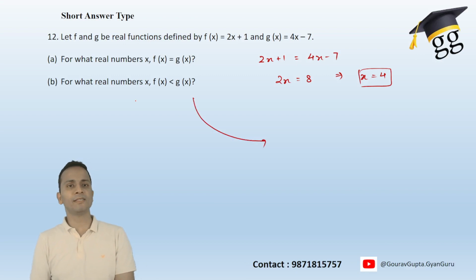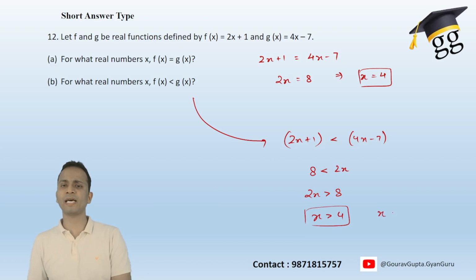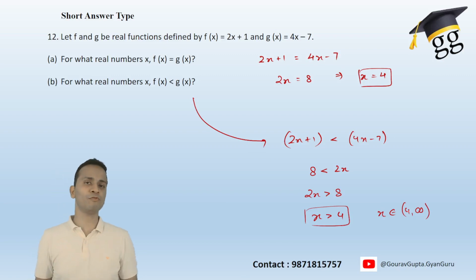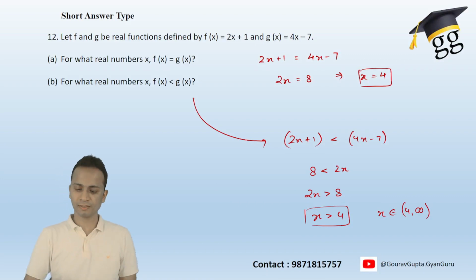Now for the second part, fx is less than gx. So 2x plus 1 is less than 4x minus 7. So take all the variables on one side. So we will take 2x to the right hand side and minus 7 to the left hand side. So 8 is less than 2x, or I can say that 2x is greater than 8, or x is greater than 4. Alright, so x is greater than 4, or you can write it as x belongs to 4 comma infinity, where there will be an open interval on 4 because 4 is not included. Alright, so that is the answer for second part.